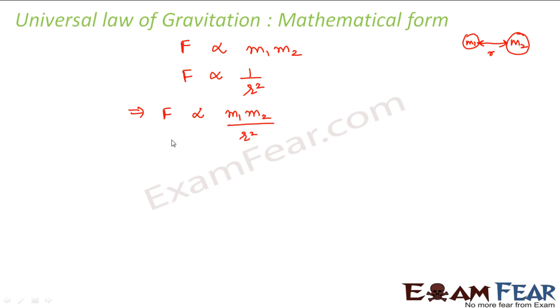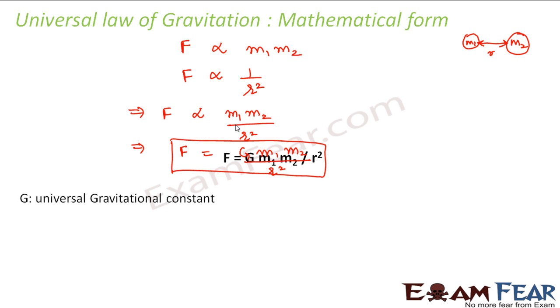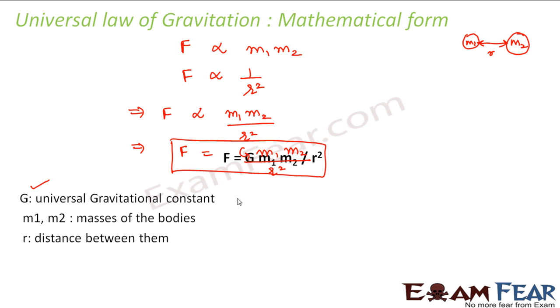Now, in order to convert this proportionality into equality, we have to introduce a constant. The constant which we introduce is a capital G, and this G is known as the gravitational constant, the universal gravitational constant. It has a fixed value, and we will talk about the value of G again. m1 and m2 are the masses of the two bodies, r is the distance between them. So this is the famous universal law of gravitation: F is equal to G m1 m2 by r square.